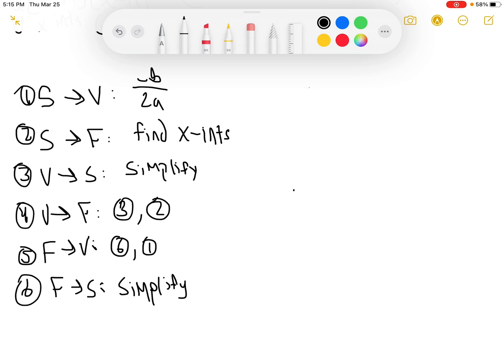If you want to convert to vertex form, the only way it will work is if you convert to standard, but you don't have to if it's already like that. And same thing with factored. So there's no way to get from factored to vertex or vice versa without going to standard first, basically. So that's how you can convert between the forms. That will be it for this video. Thanks for watching, and I'll see you on the next one.